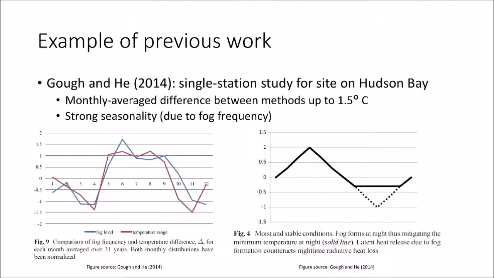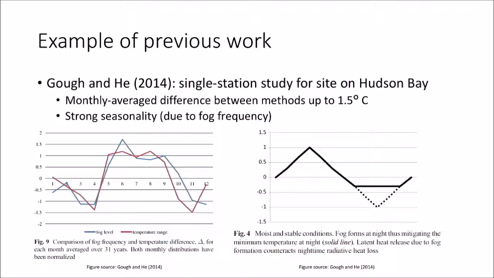So Goff and He, published a few years ago, looked at a station up in Canada, Churchill, Manitoba, up on the Hudson Bay. This study showed two important conclusions that informed my work going forward. One, of course, there is actually a large difference between these two methods of temperature averaging due to the skewness in the daily temperature curve, again, not accounted for in the traditional method. They averaged just at a monthly level, and in some months you saw a difference between methods of up to 1.5 degrees Celsius, so quite significant.